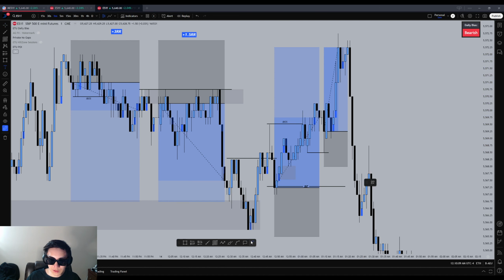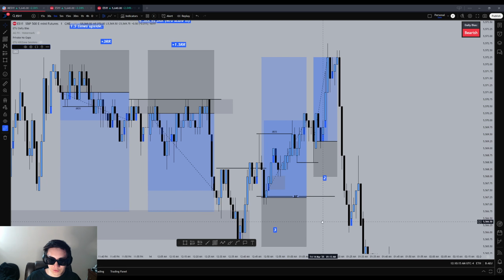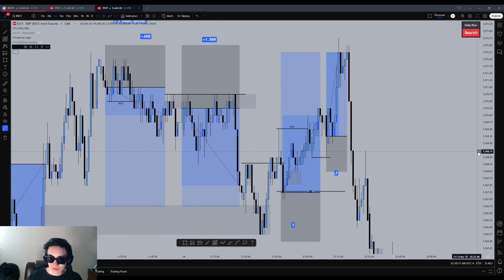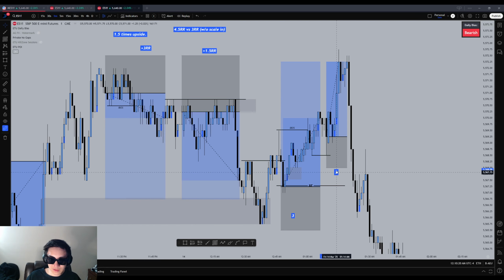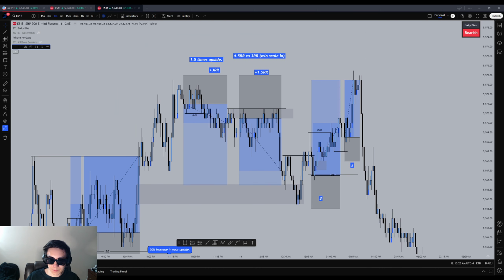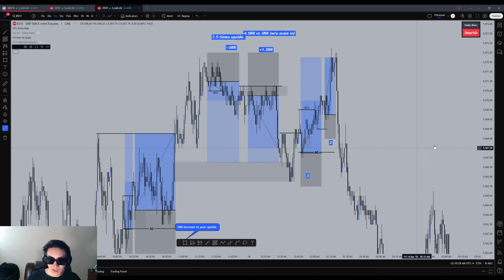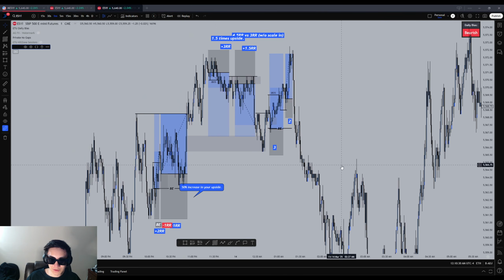Let's call this 3. And this is 2. So instead of just making, if you were just trading your initial strategy, you would make an initial 3 risk reward. But if you scaled in here, you would have made 5 risk reward. So in this case, you actually made a little bit over 50% more on your trade because of scaling in.